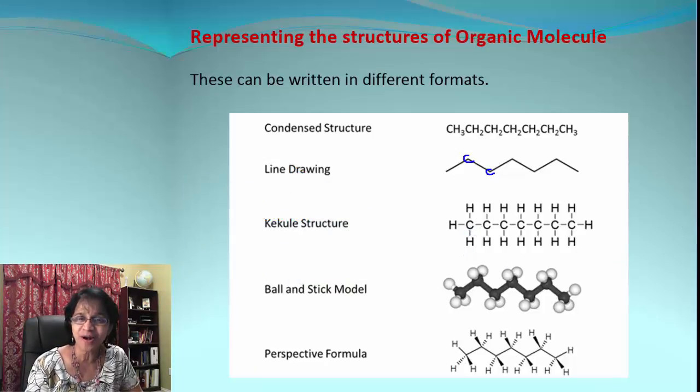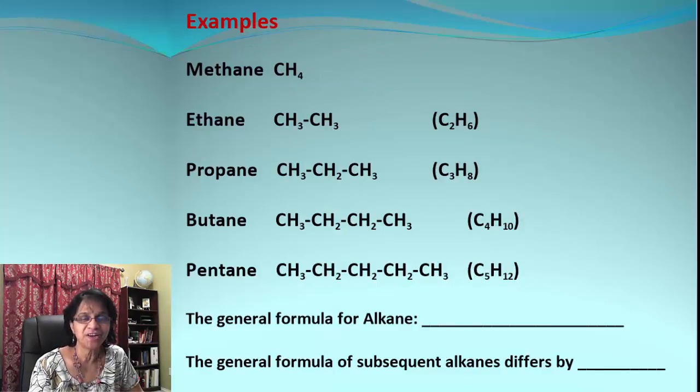Then there is a ball and stick model. When we actually construct the models, this is what it looks like. So this is a 3D model. And then there's a perspective formula. Instead of having those balls and sticks, we imagine having hydrogen atoms in space. So let's look at the molecular formula for all these alkanes.